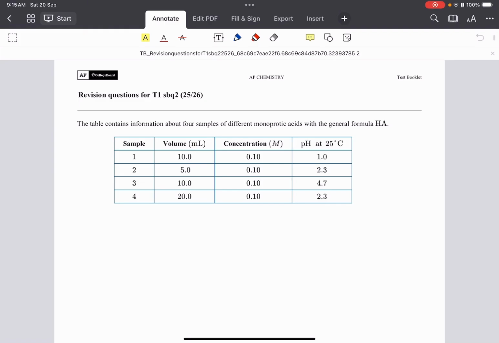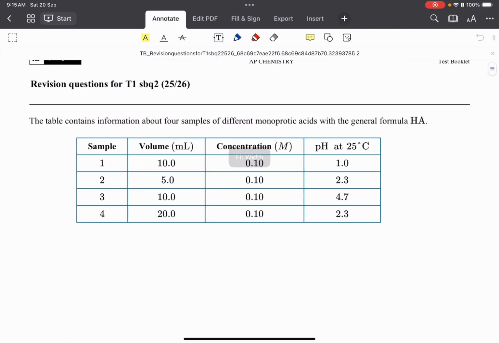In this revision session, I will be going through the questions proposed for your next quiz. I will solve these questions. So let's begin. The table contains information about 4 samples of different monoprotic acids with the general formula HA.